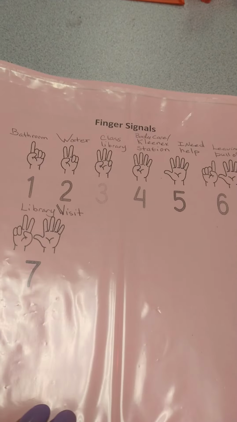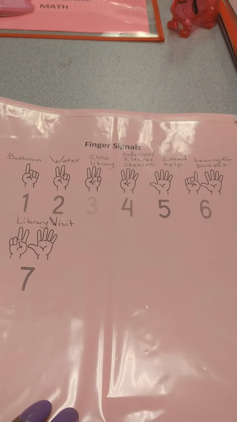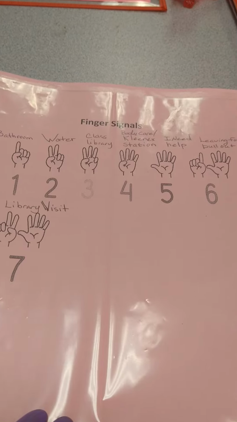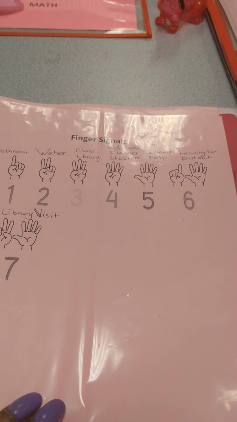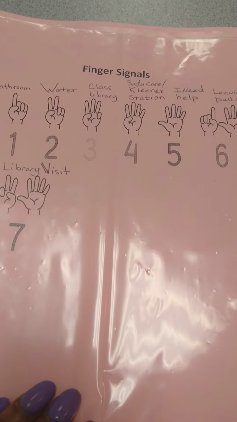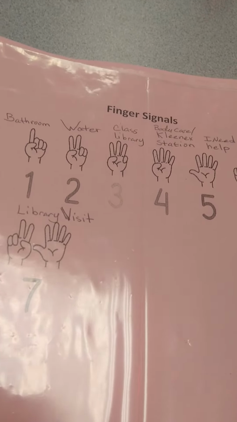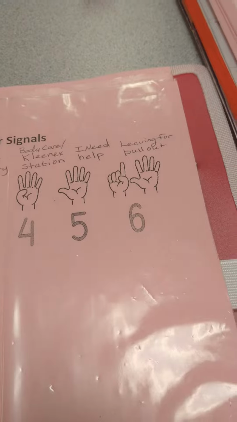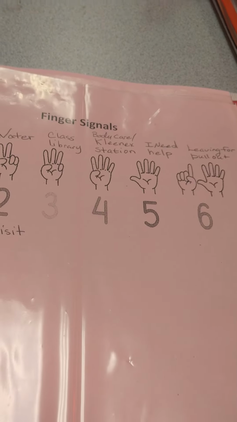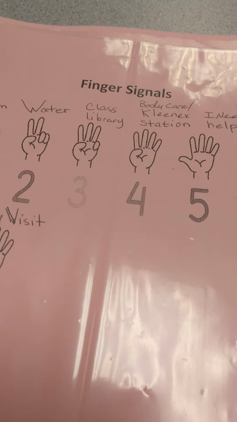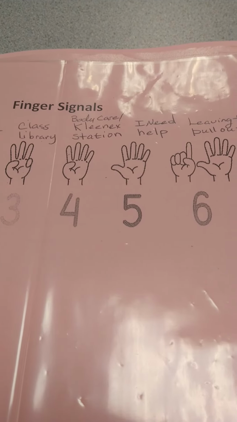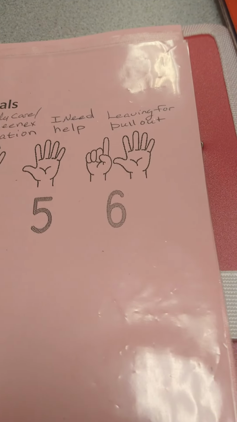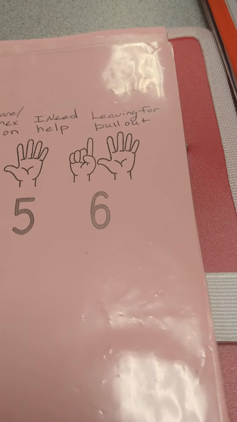And my class uses hand signals. They don't talk out loud or raise their hand every second to go to the bathroom or get water. We have hand signals that they use. This lets the substitute know what those signals are. There's bathroom, water. I want to go over to the class library. I'd like to go to the Kleenex station to get a Band-Aid or Kleenex. I need help. It's just a raised hand.